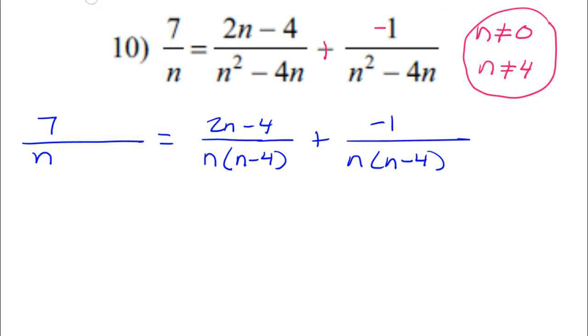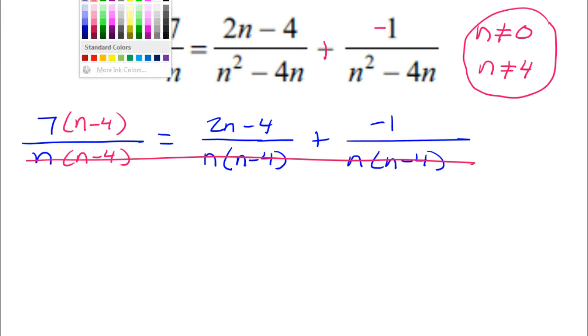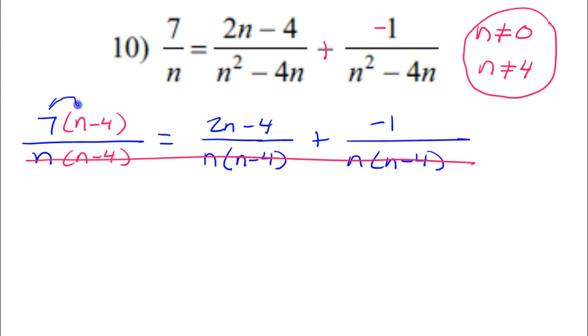Alright, what was I doing? Oh yeah, I was making the denominators the same. All of the denominators have n. These two have n minus 4, which this doesn't have. So I can go ahead and put n minus 4 as long as I put it in the numerator and the denominator. Now all the denominators are the same, so I can cancel them out and make a new equation using the numerators. I'm going to go ahead and distribute this. So I have 7n minus 28 is equal to 2n minus 4 plus negative 1.